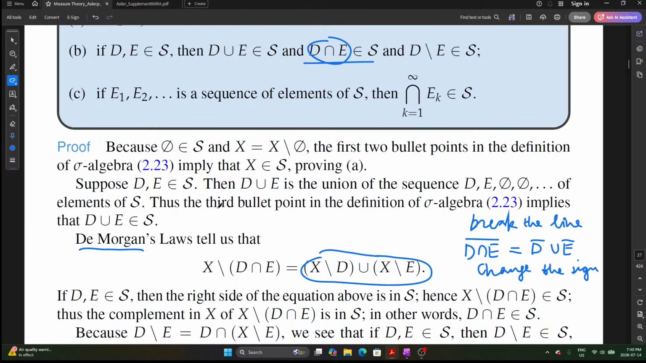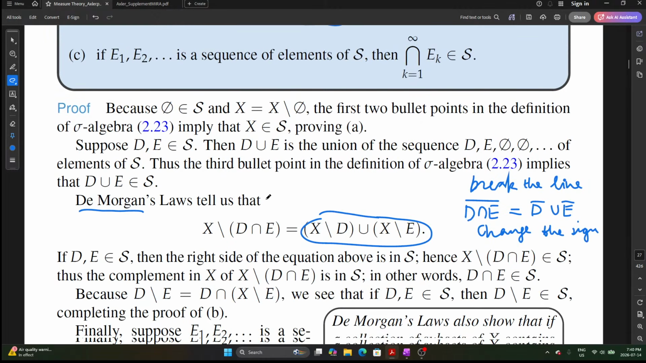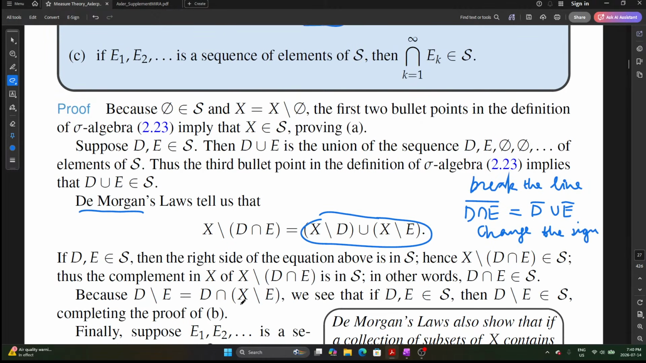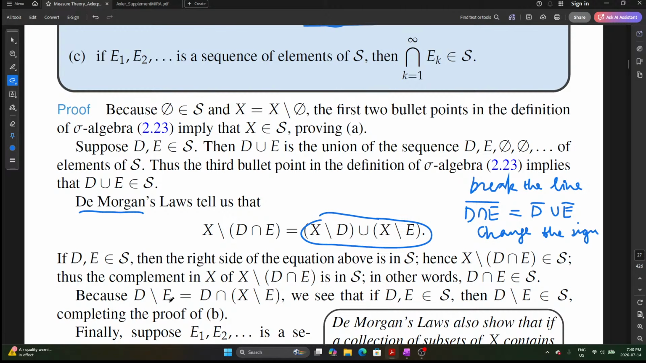So anyway, here we also have the set difference D minus E. The set difference can always be written as an intersection with a complement. So D minus E is defined as D intersect with the complement of E. So that's basically done. Since E is in S, the complement of E is in S, and we just proved that a sigma algebra is closed under finite intersection.